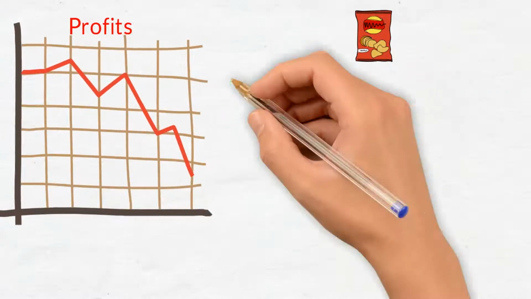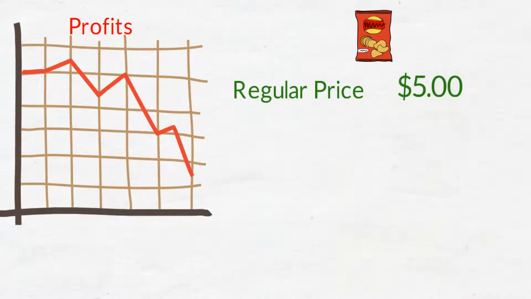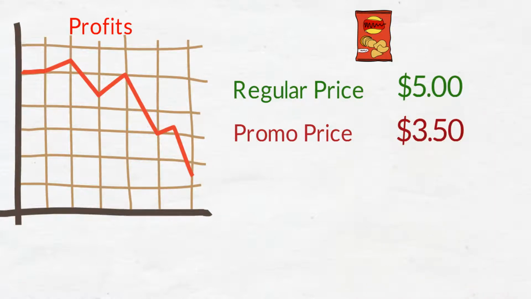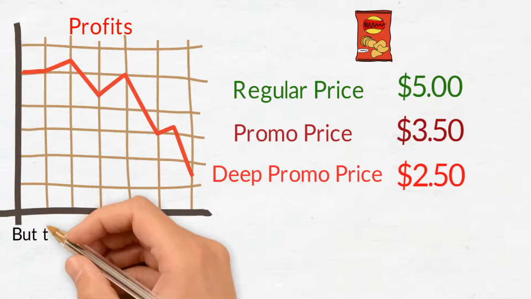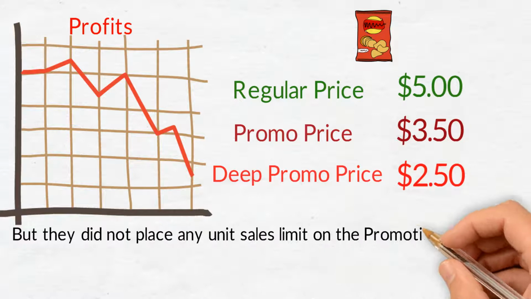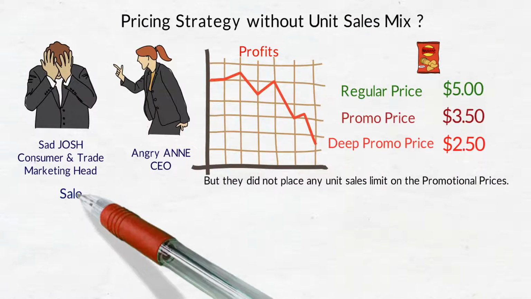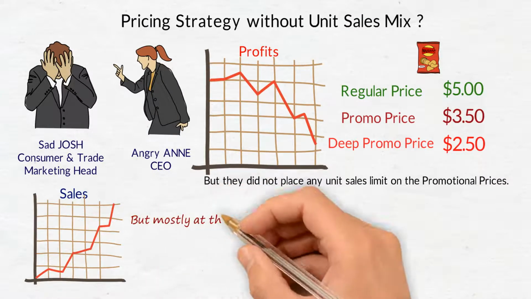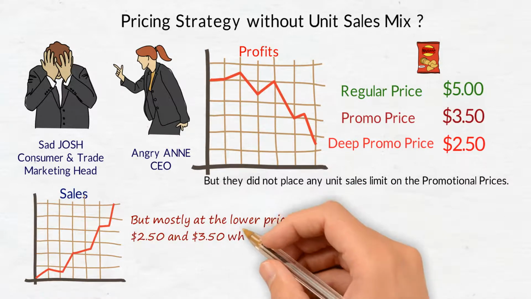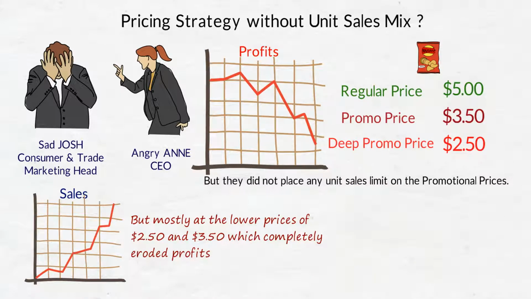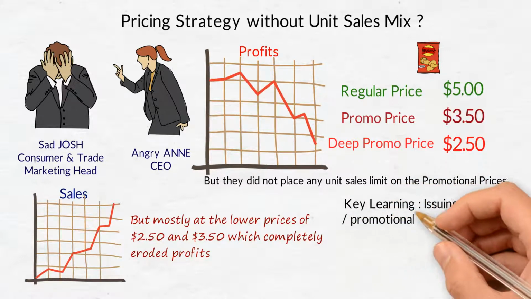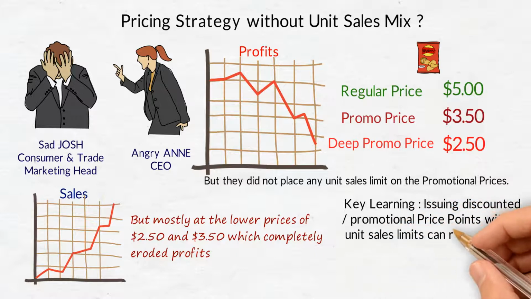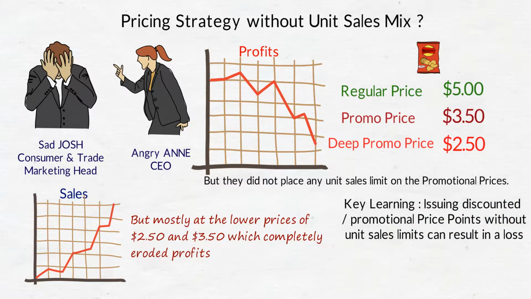Regular price of $5, promotional price of $3.50, and a deep promotional price of $2.50. All good. However, they did not place any sales limits on the two lower promotional prices. What happened? Sales went through the roof, but almost all at the lower prices of $2.50 and $3.50. This completely eroded profits, which made Ann really angry. This shows why issuing discounted or promotional price points without unit sales limits can result in a loss.